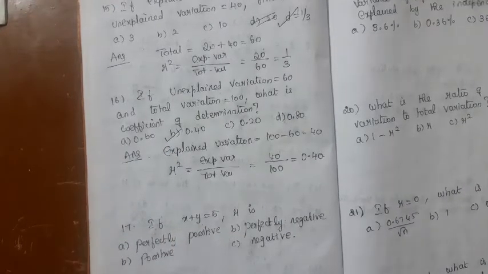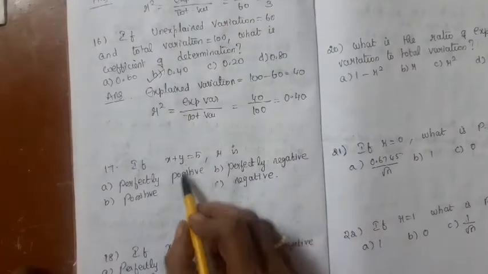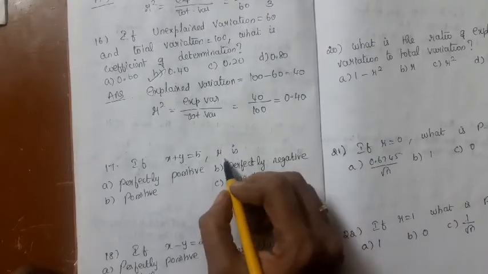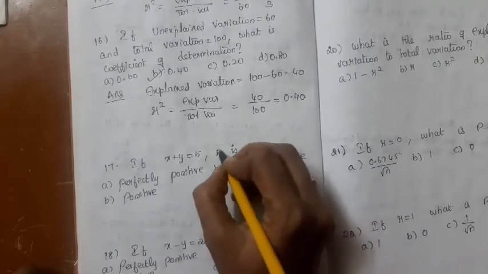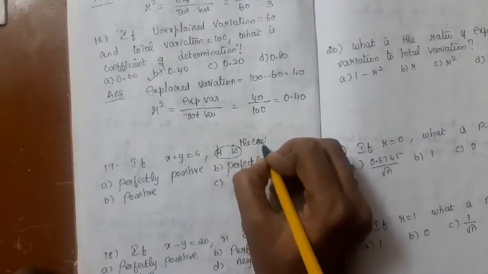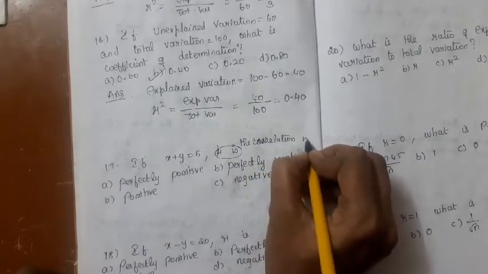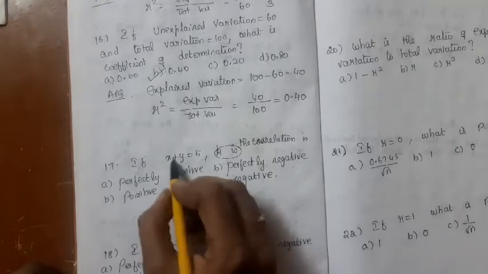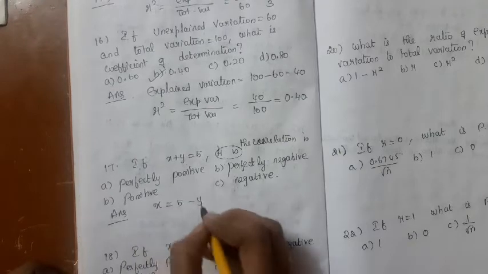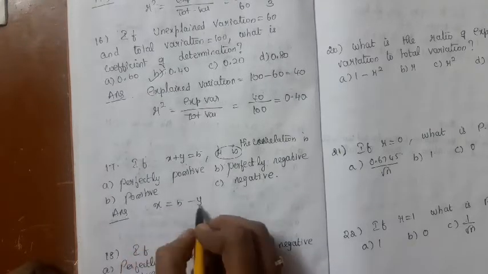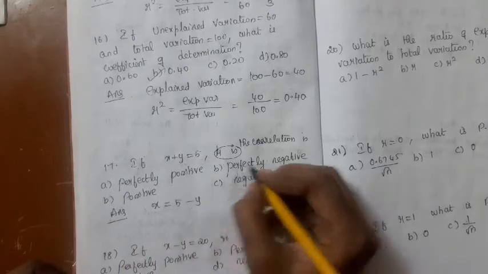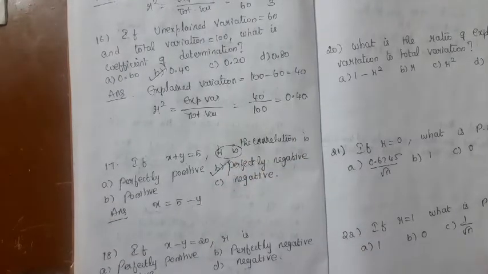Okay. Now, if x plus y is equal to 5, what is r? Is it perfectly positive or perfectly negative? The question should be, the correlation is perfectly positive or perfectly negative. See, x plus y is equal to 5, so x is equal to 5 minus y. So when x increases, y decreases. So here you have a linear relationship, but the variables are negatively correlated. Answer is option B. Okay.